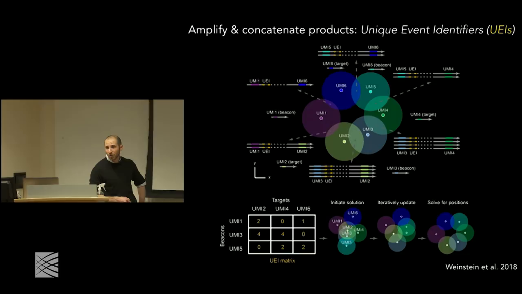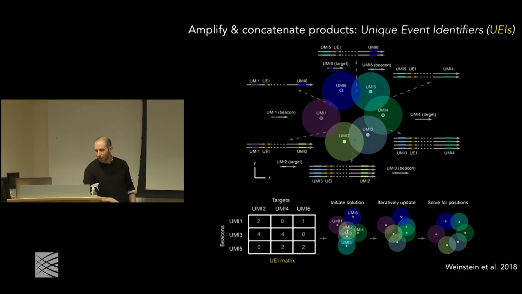Are you getting UEIs between different cells, or are they all within an individual cell? It's between everything with everything else. So the intent is for it to be as, quote unquote, messy as possible. I see. But the majority of the UEIs would be within a single cell. Yes, that's right.